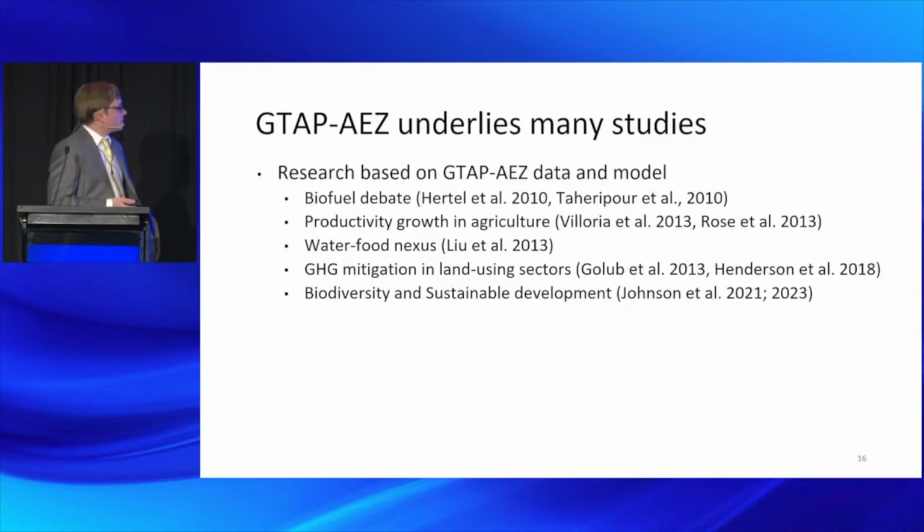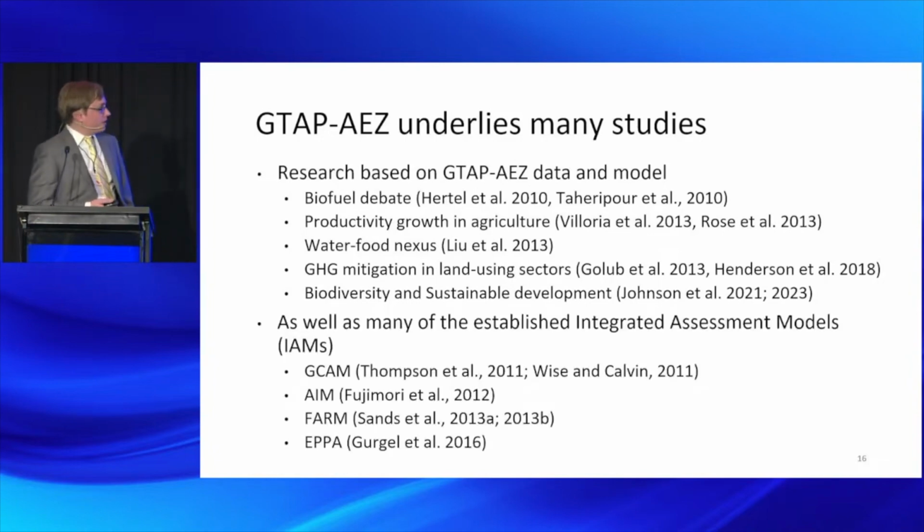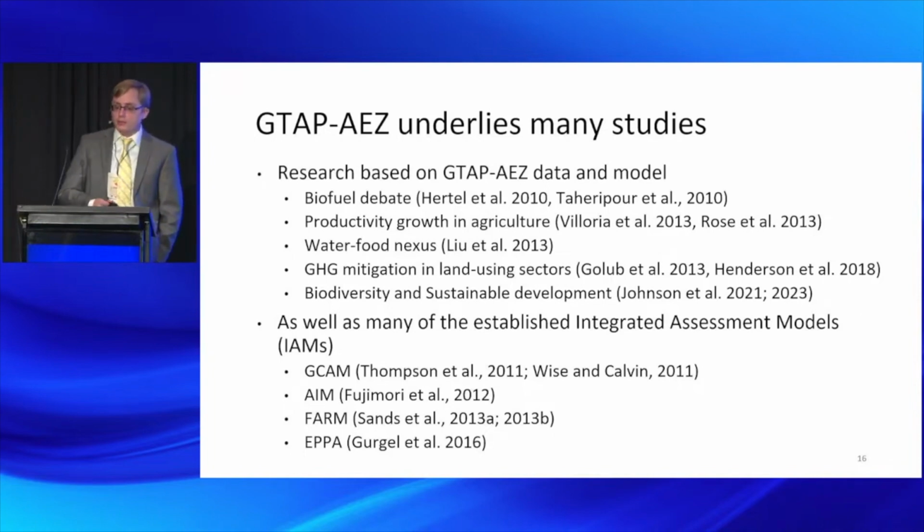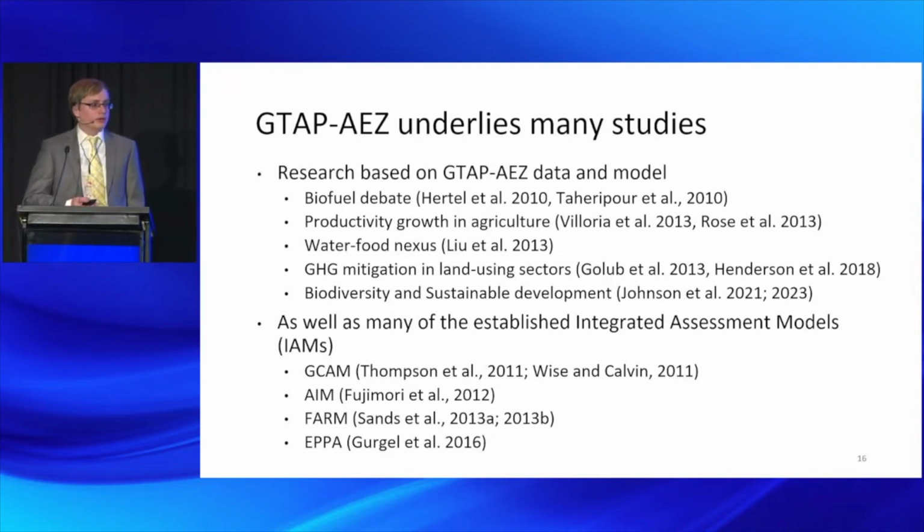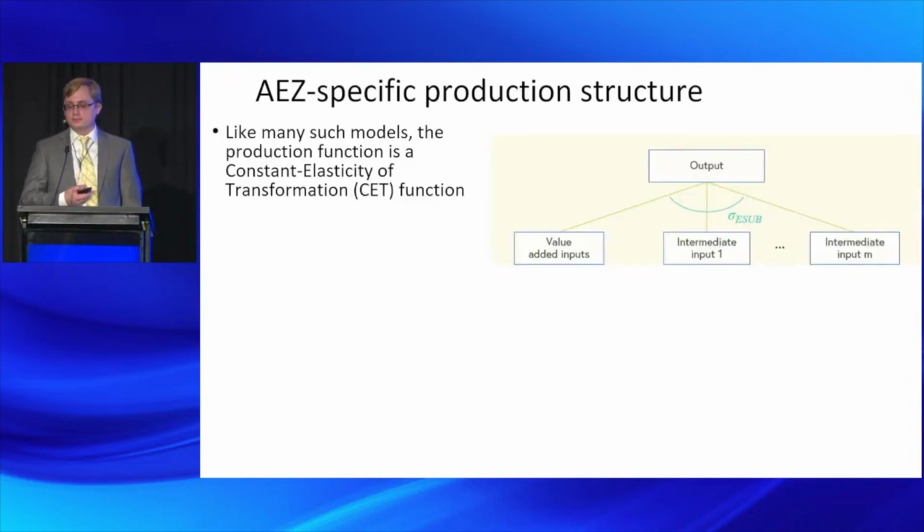And this has been used a whole bunch of times. Most of the time that it's been looking at specific topics like biofuels. Is it a good idea? Or the water-food nexus. And it's been used many times in GHG mitigation, especially with respect to land-based emissions. And a side note, it's also the database and model that is underpinning a lot of our large-scale, especially land-focused integrated assessment models, such as GCAM or AIM, or the farm and EPA models that we have here in the U.S. So what's the structure here of this model?